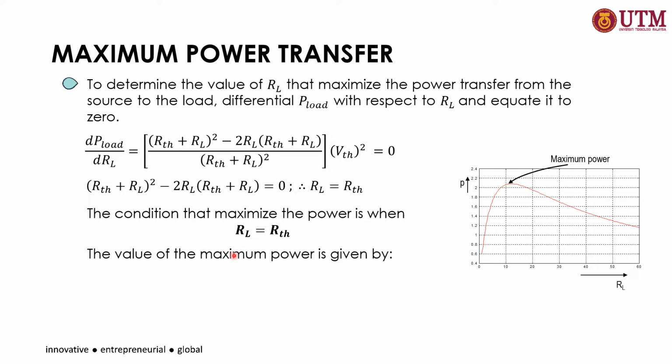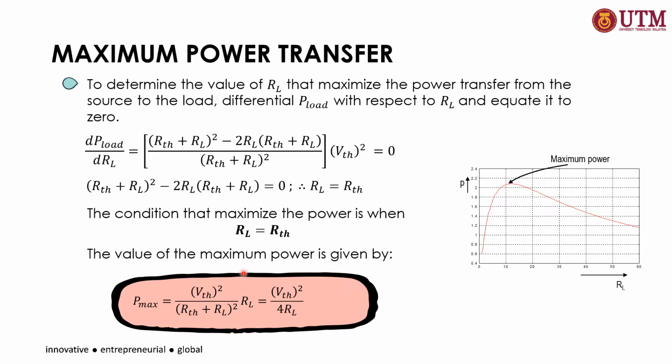The value of the maximum power is given by: the maximum power is equal to the Thevenin voltage to the power of 2, divided by the total of RTH and RL to the power of 2, times RL. So we can simplify our equations. We will get VTH to the power of 2 divided by 4RL.